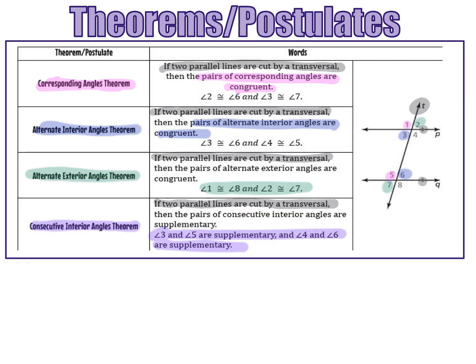But big idea with all of these theorems, corresponding, alternate interior and alternate exterior angles are all congruent if we have a set of parallel lines cut by a transversal. Consecutive interior angles are supplementary. So now that we know these properties, let's go ahead and apply them in some examples.